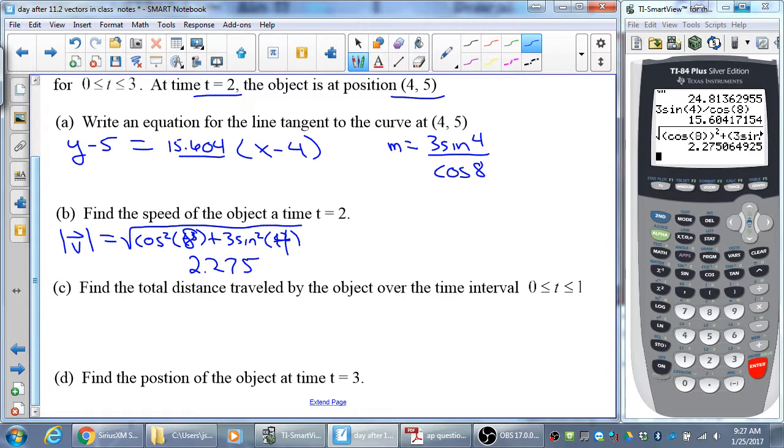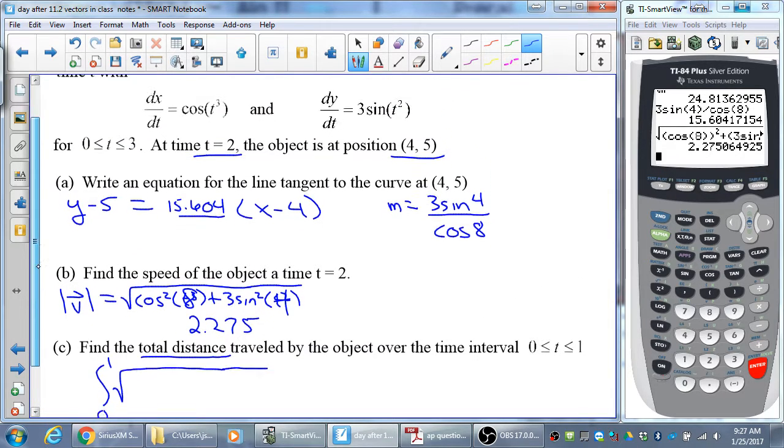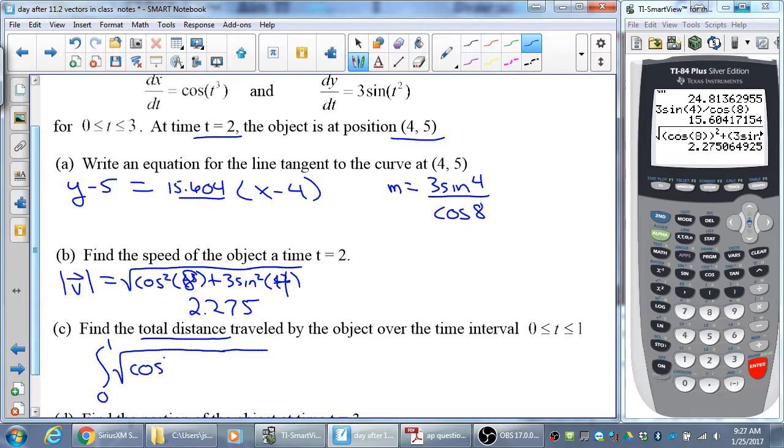Find the total distance traveled by the object over the time interval 0 to 1. To find the total distance, it's the integral, in this case from 0 to 1. So we're finding the length of the curve. And that's the square root of, for a regular function, it was 1 plus dy dx squared. But this is parametric. So I need the derivative squared: cosine squared of t to the third plus 3, no, I need 9.